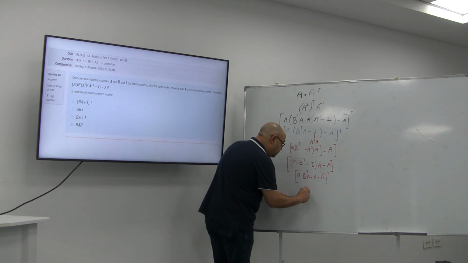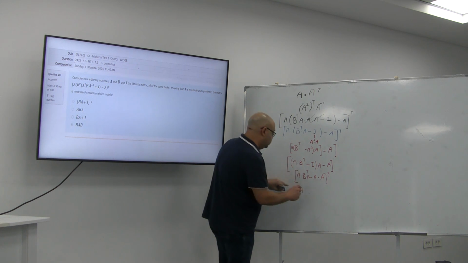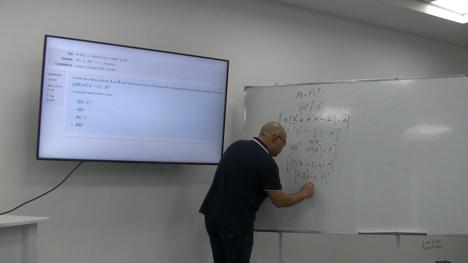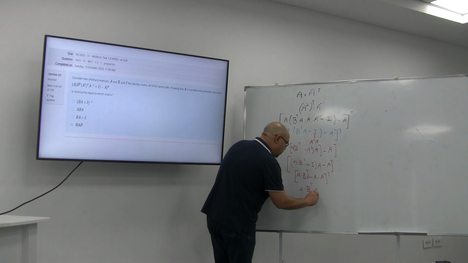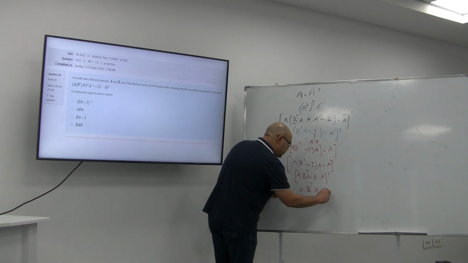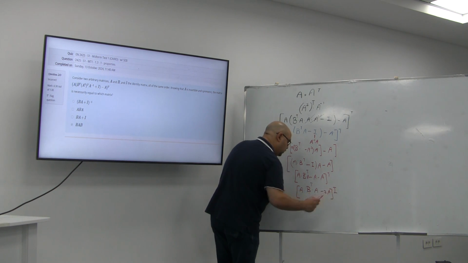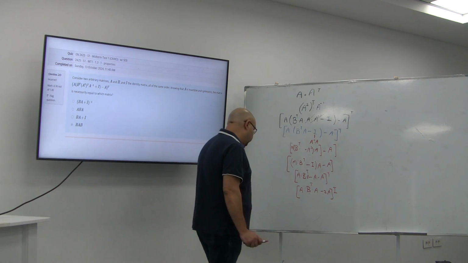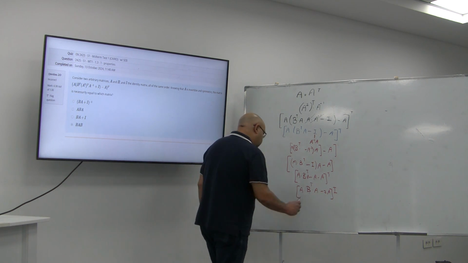A times this is the B transpose, which is going to be the same, times A minus A to the power of 2 of an A transpose. Yes? So actually, we can take A as a common if I took K.